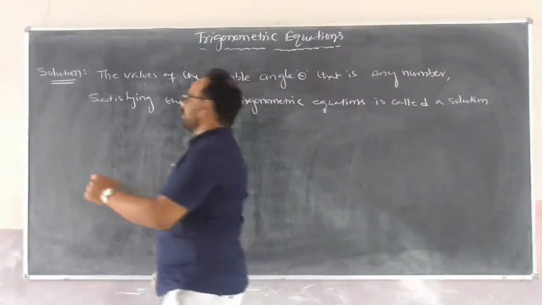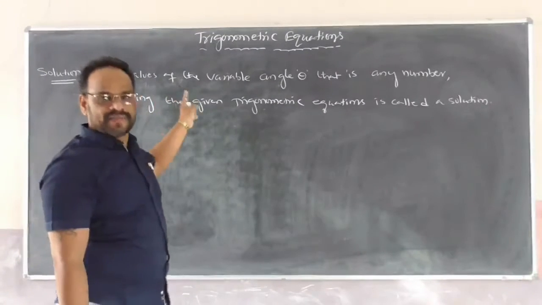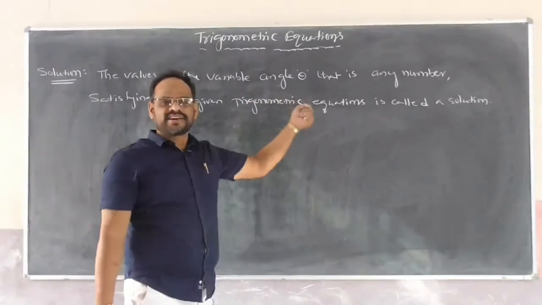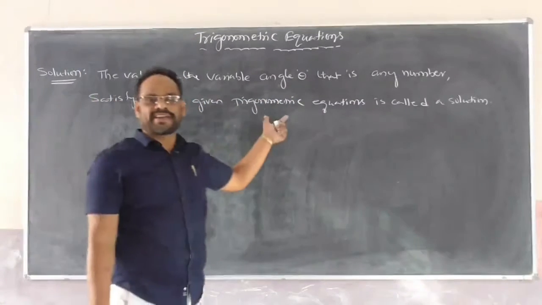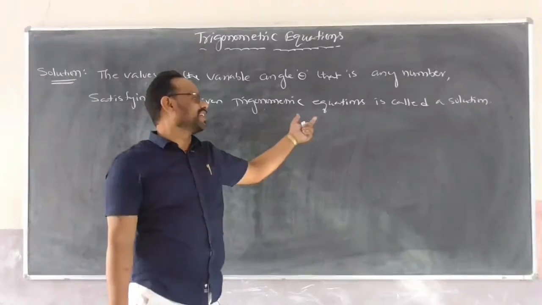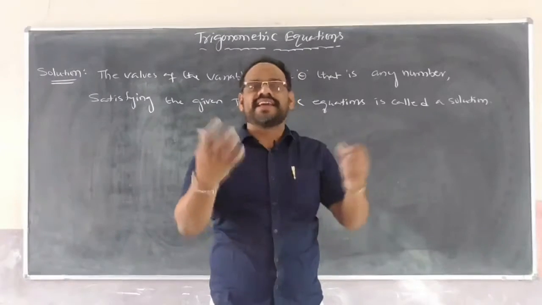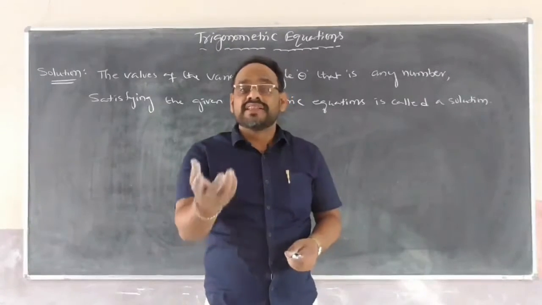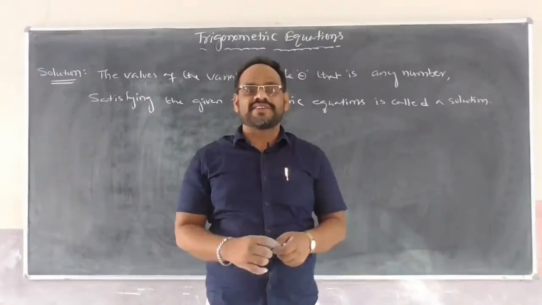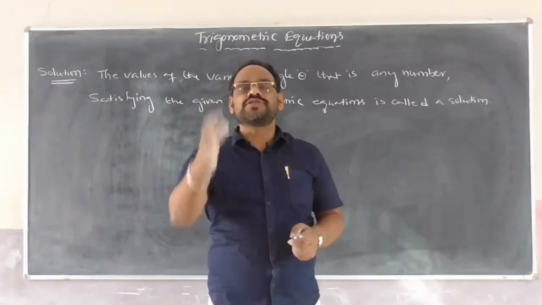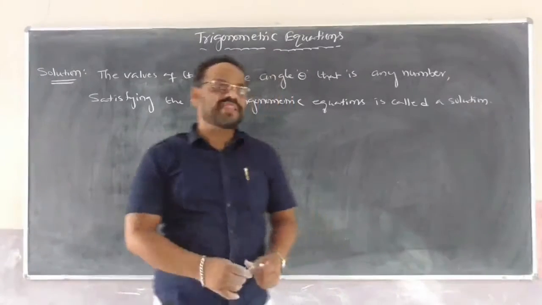Observe, a solution means the values of the variable angle theta, that is any number satisfying the given trigonometric equation, is called a solution. Solution means theta belongs to any real number that satisfies the given trigonometric equation. Then theta is called the solution of the given trigonometric equation.